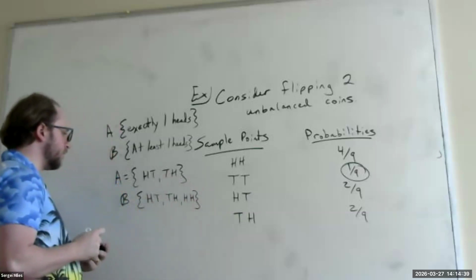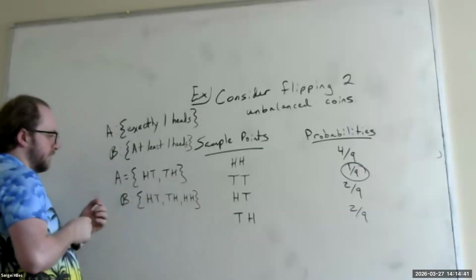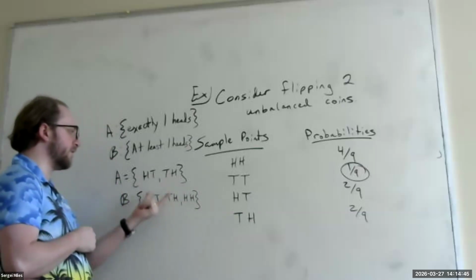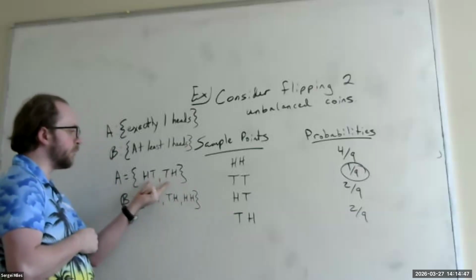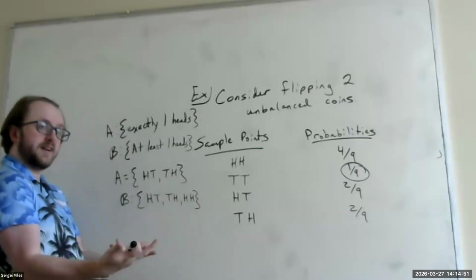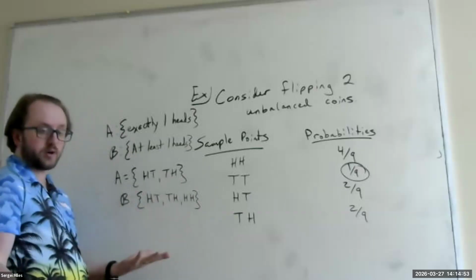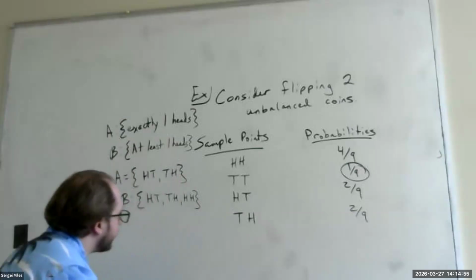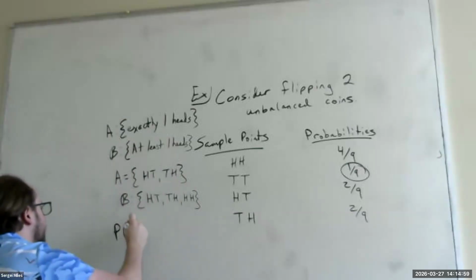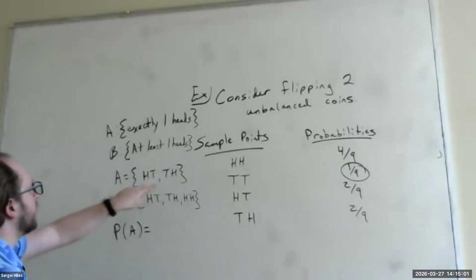All right. So in this case, because B does have more sample points, while they share the same sample points, B has the same points as A, plus an extra point, we already know B is going to be more likely to happen. There's more ways for B to occur. But if we add up these probabilities, we can find the probability of A.